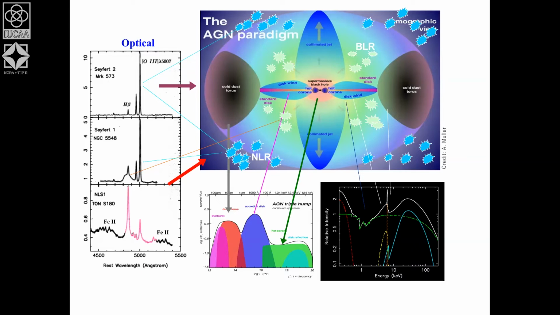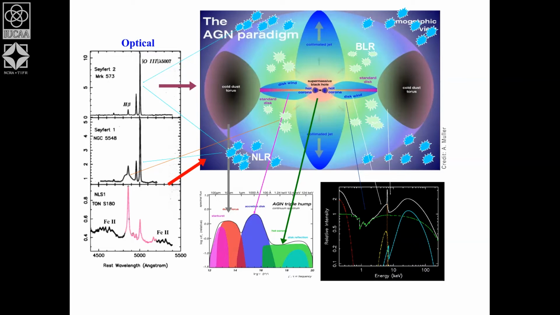But on the other hand, if your line of sight does not pass through this torus, in that case we have a direct view of the central region. So we observe very strong X-ray emission, very strong optical UV emission, and the broad emission lines from the broad line region, as well as narrow emission lines from the narrow line region. So you see the full strength of all the characteristics of these AGNs when our view to the central region is appropriate, and the spectrum is much more complex.